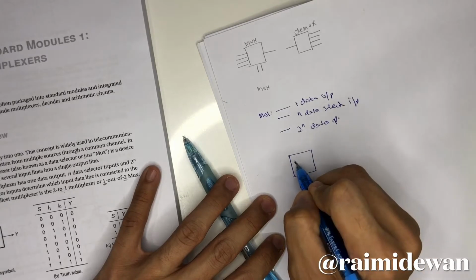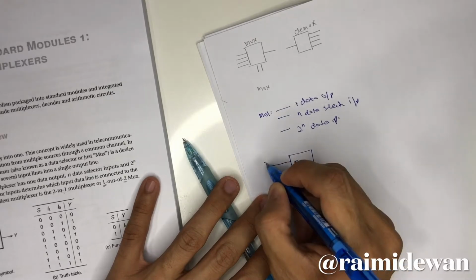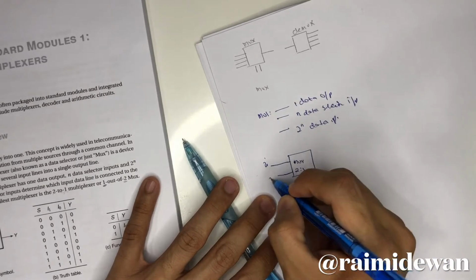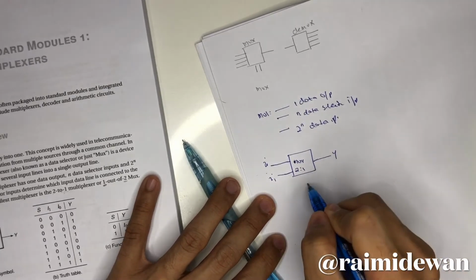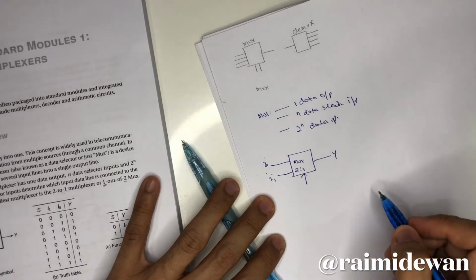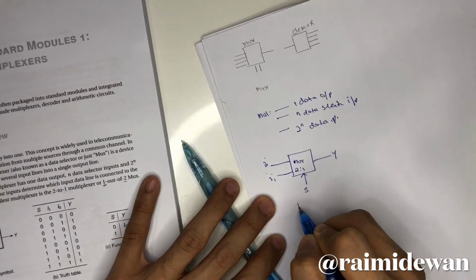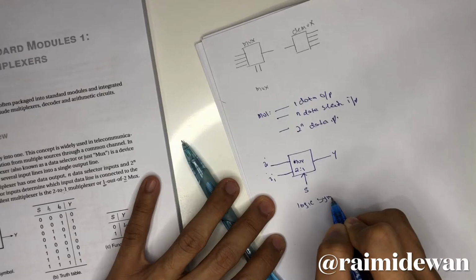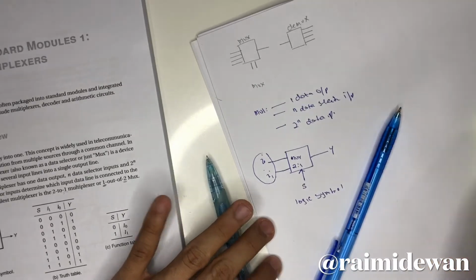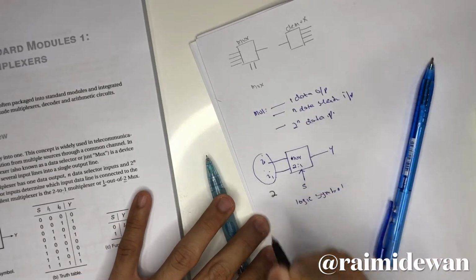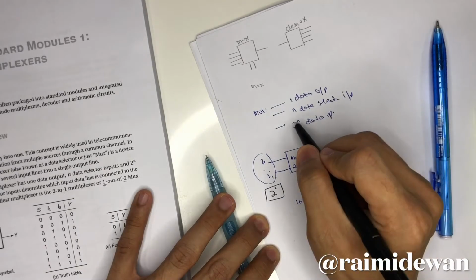The way to write mux is like this. 2-to-1 means we have input 0 and input 1. This is our output, and this is our data selector input. We can put a hash, so this is the logic symbol. You see we have 2 inputs, so 2 what? 2^1. So this is the combination of the data input.